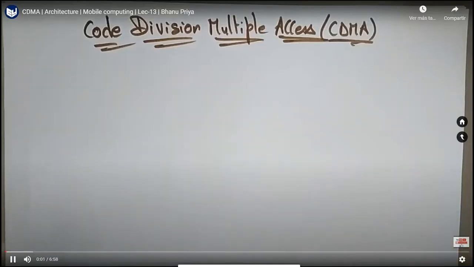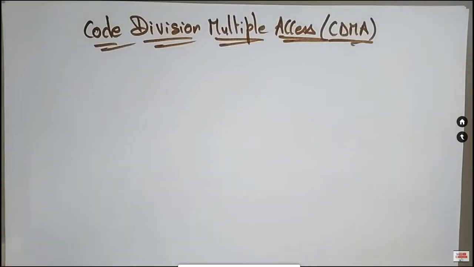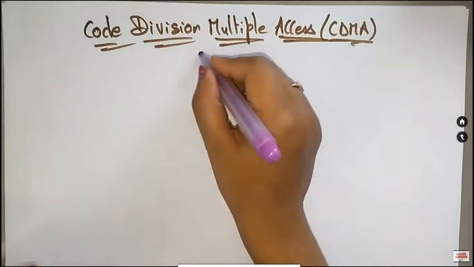Students, welcome back. Coming to the next topic, code division multiple access in mobile computing. In the previous video, I explained the GPRS technology. Now let's see the code division multiple access, CDMA. So what's the use of this CDMA?